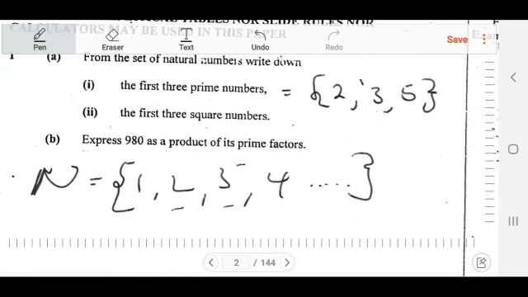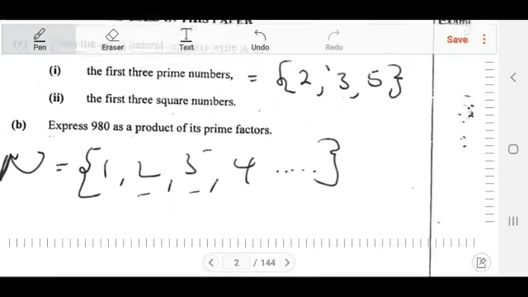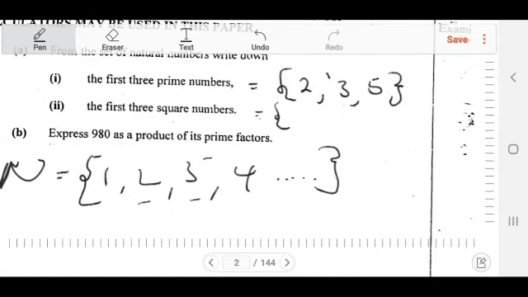Okay. Then item 2, the first 3 square numbers. Square numbers, we have what? 1, 4, and 9.